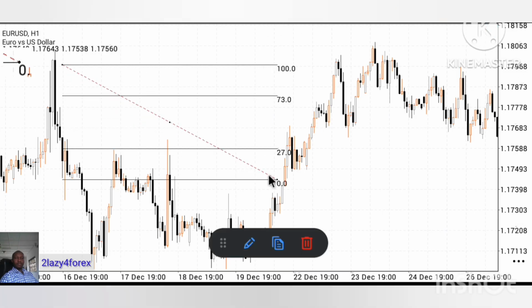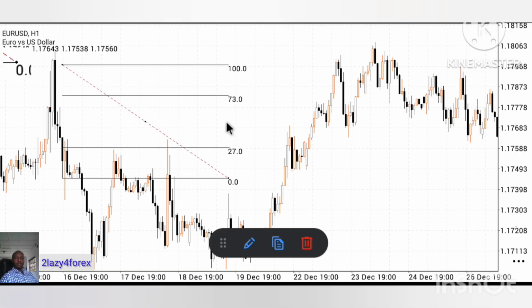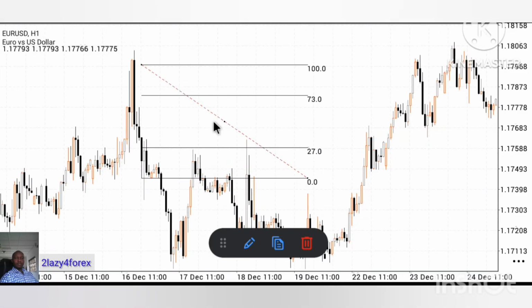This is my tool. Just look at it. Let me put it where you can see it. I have the settings on 0, 27.0, 73.0, then 100. That is what we're going to use. So this is the pullback.